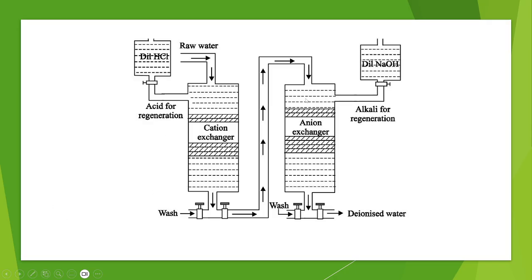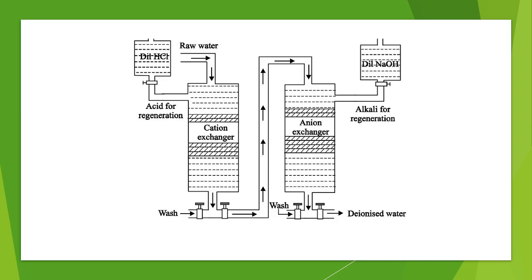So this is an experimental setup which is used to remove all the cations and anions present in the water. This is the setup used in the ion exchanging process. What happens here is the water, that is the water containing all the cations and anions, is passed into the cation exchanger column first. Here the cation exchanger is fixed in the column. This cation exchanger will replace all the cations present in the water.